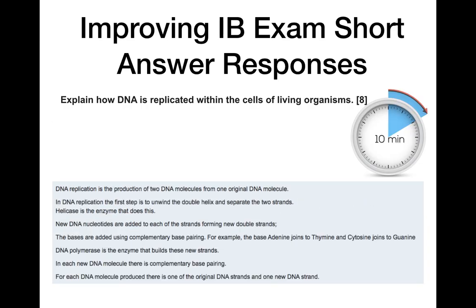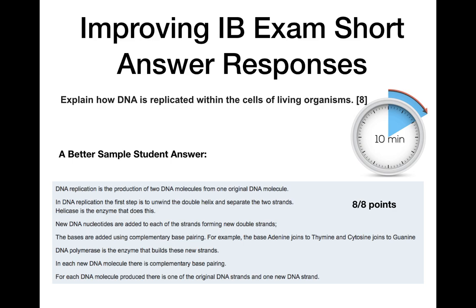Okay. All right. Here is another student answer. How many points did you give this student? The student got 8 out of 8 points. So notice how much more specific they are. They said DNA replication is the production of 2 DNA molecules from 1 original DNA molecule. That's a nice definition of the process, of what replication is.